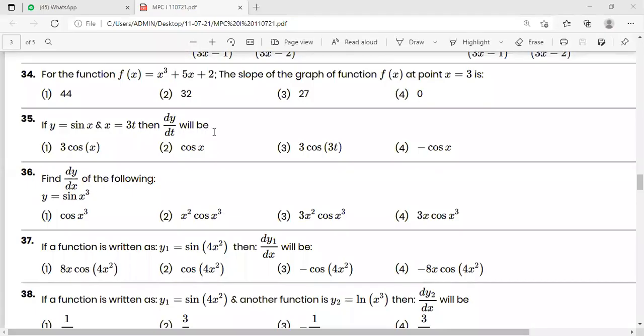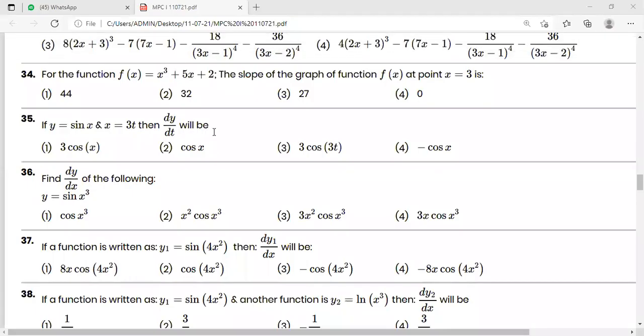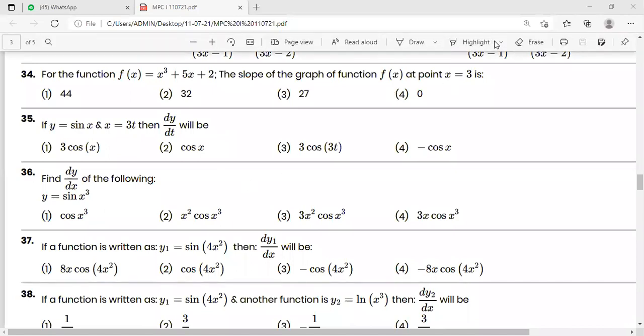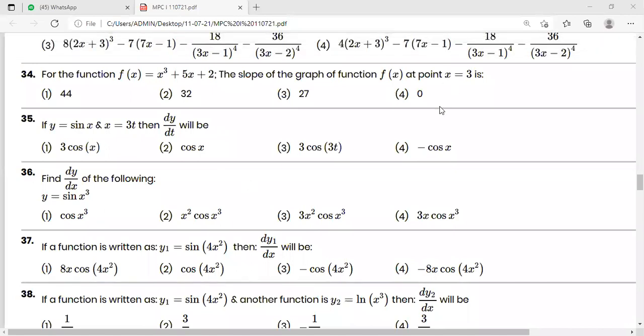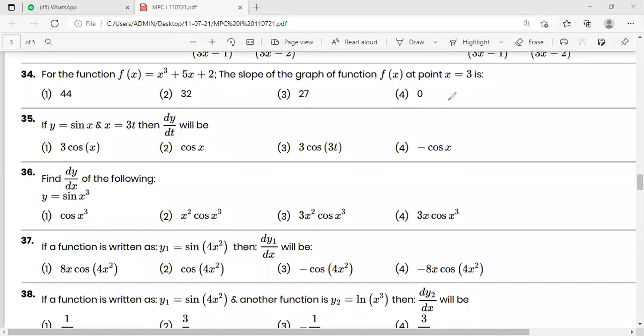For the function f of x equal to x cube plus 5x plus 2, find the slope of the graph of the function f of x at the point x equal to 3. What does the slope indicate? The derivative of the function only indicates the slope. So first you take the derivative of the function. Let me consider y only. F of x is given. Let me consider this as y only.